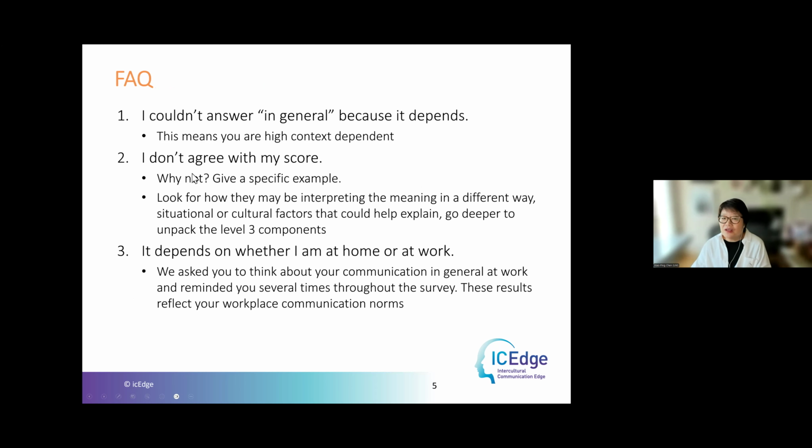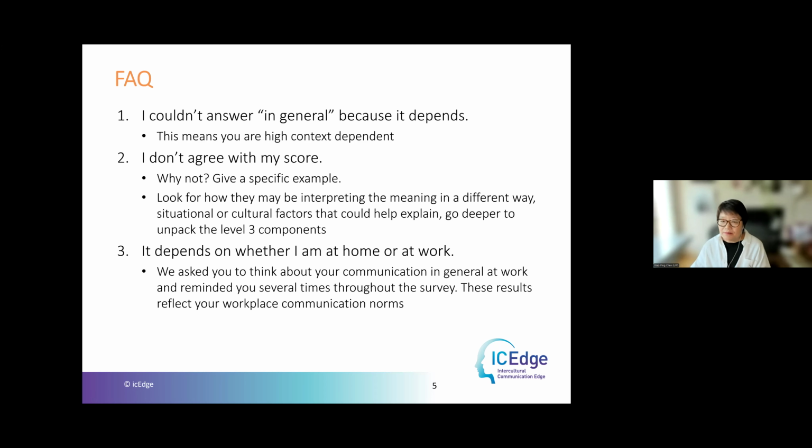Or like say, I don't agree with my score. You can ask, why not, to give a specific example. And then you look for how they may be interpreting the meaning in a different way. Situational or cultural factors that could explain and go deeper to unpack level 3 components.